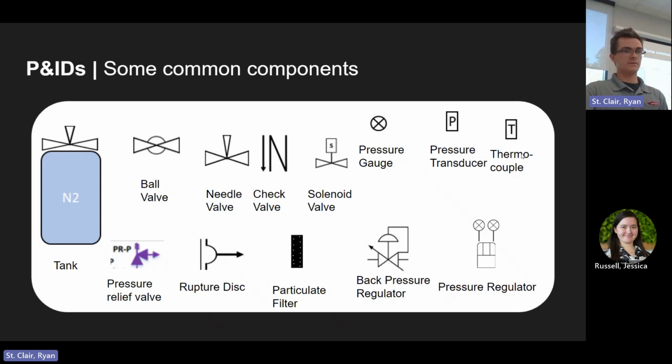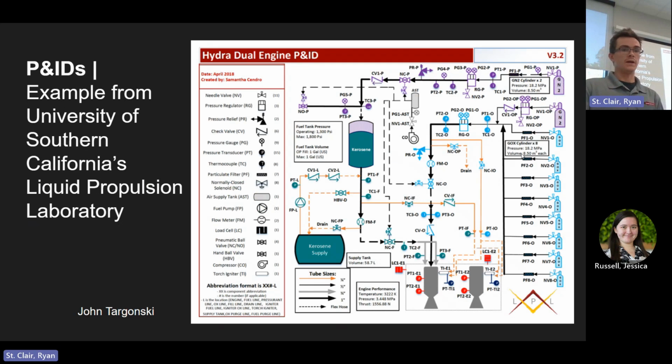So those are some common components. I'm going to go over an example P&ID from the University of Southern California's Liquid Propulsion Laboratory. This is credited to John Targonski. How we made our P&ID for our system was that a lot of it was modeled on and took inspiration from this one. It looks complicated at the start, but I found with P&IDs that it just takes reading through it step by step to really understand it.